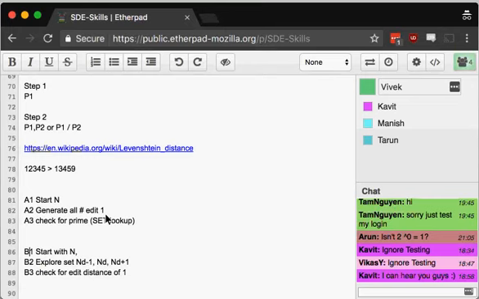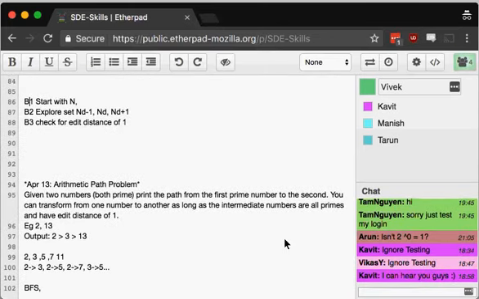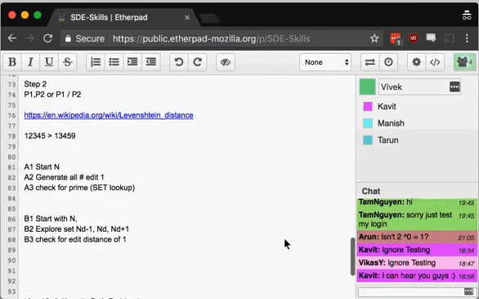Yeah, I think I missed the point that we only need to check primes which are 9-digit or 10-digit or 11-digit. And for edit distance, right? Yeah. For edit distance. Okay, got it. Yeah. Awesome. So that's it for the questions. So what do you guys think?